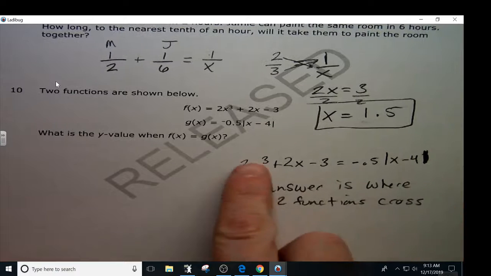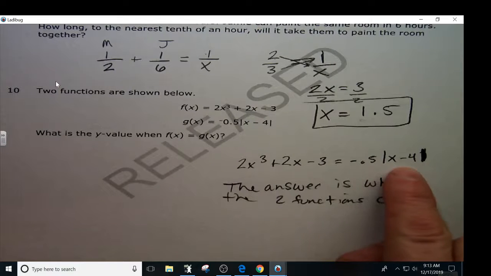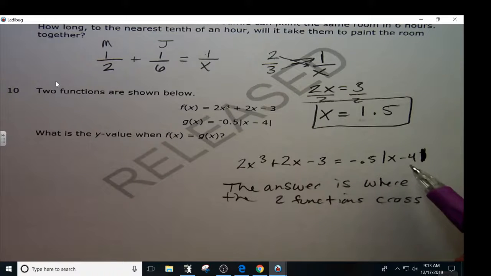Guys, let's be honest. I'm a math teacher, and I really don't know how I would go about solving this. I may be able to figure out a way, but I don't really know how, because you're dealing with a cubic root and you're dealing with absolute value. So now what we're going to do is graph these two functions and see where they cross.